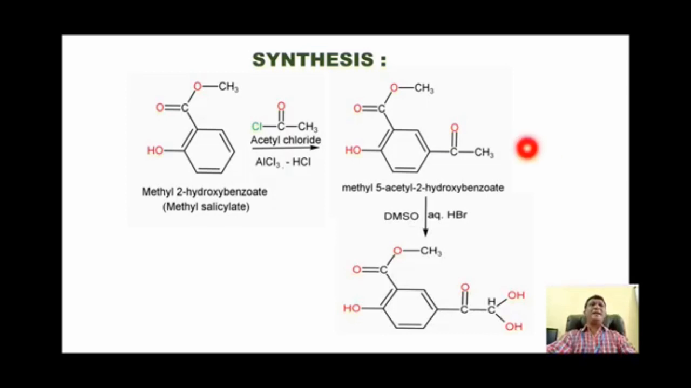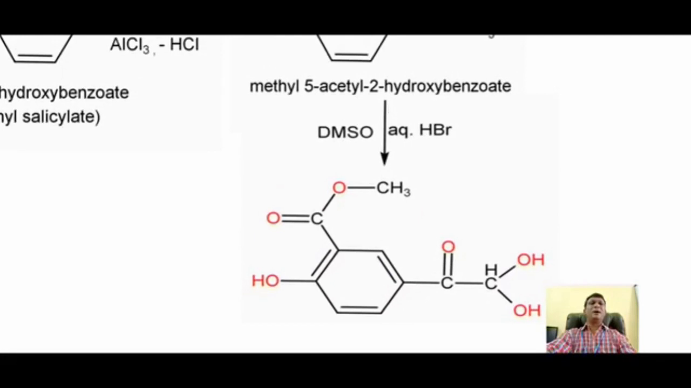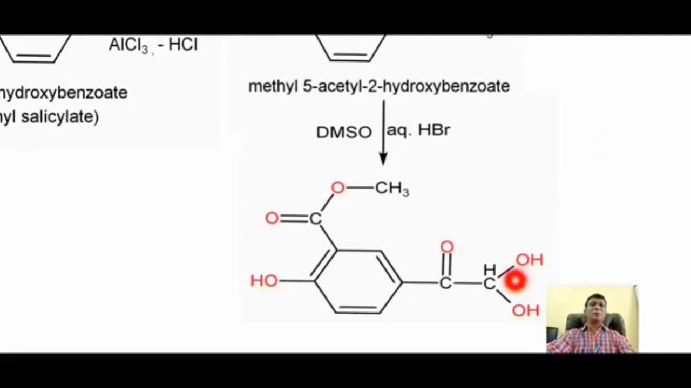This ketone then is reacted with aqueous HBr, that is the aqueous solution of hydrogen bromide. That means HBr is added to the water molecules and this reaction takes place in presence of dimethyl sulfoxide, which is a aprotic solvent. The reaction takes place in such a way that these two hydrogens, here you can view, these two alpha hydrogens are replaced by two hydroxyl groups to give us this dihydroxy derivative.